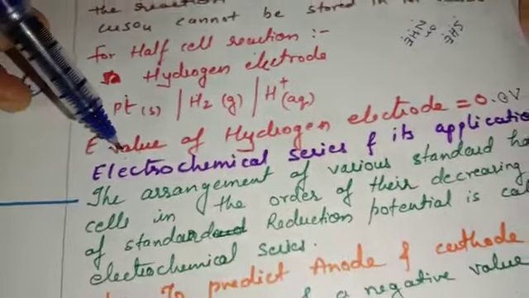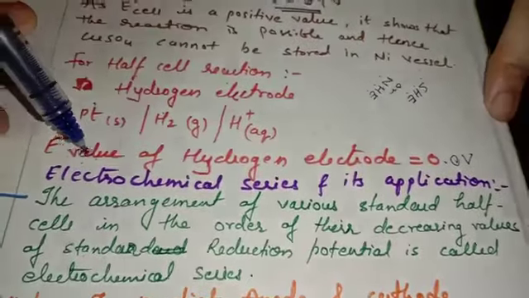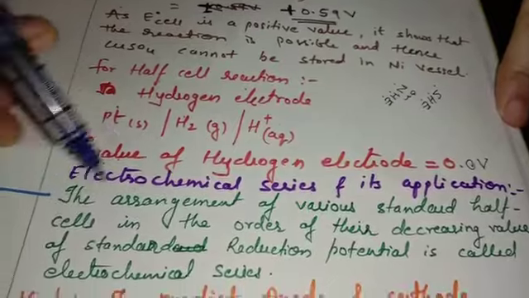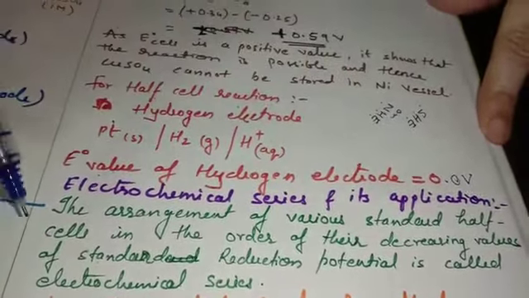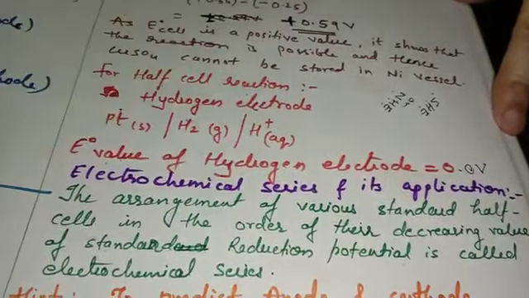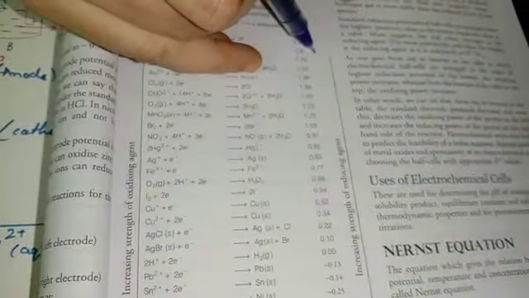Coming to the next topic, that is the electrochemical series and its application. The electrochemical series is the arrangement of various standard half cells in the order of decreasing value of the standard reduction potential. Now if you look at the electrochemical series, this is an electrochemical series of the metals. You can see that the values are written in increasing order of reducing agent.